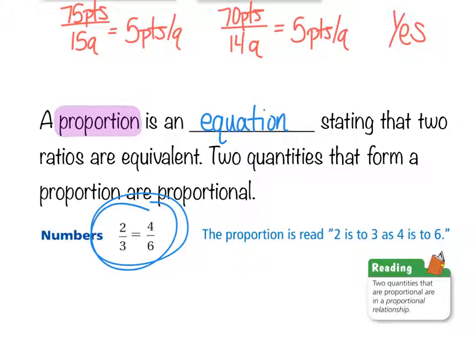So it looks like 2 fractions. We just call them ratios. A ratio is really just a fancy way of saying a fraction. And we know those ratios are equivalent. So a proportion is 2 ratios that are equal to each other. That is the key word, is that they are equivalent with one another.